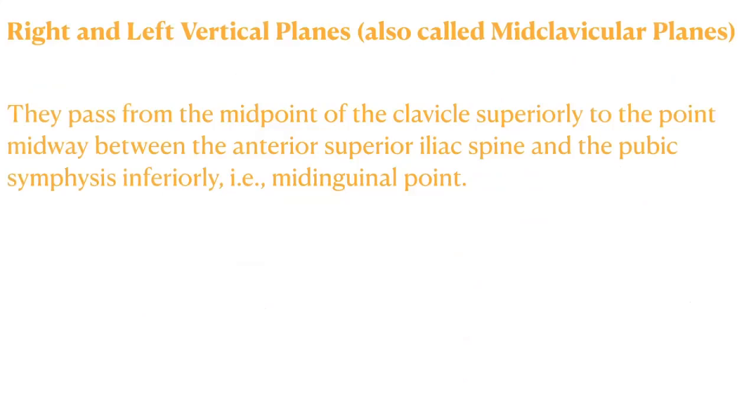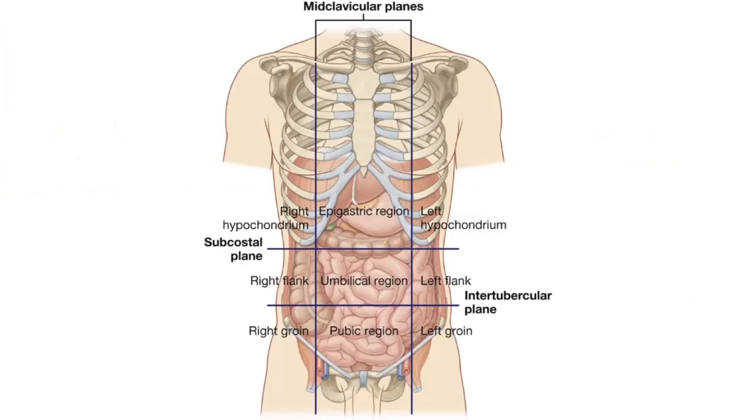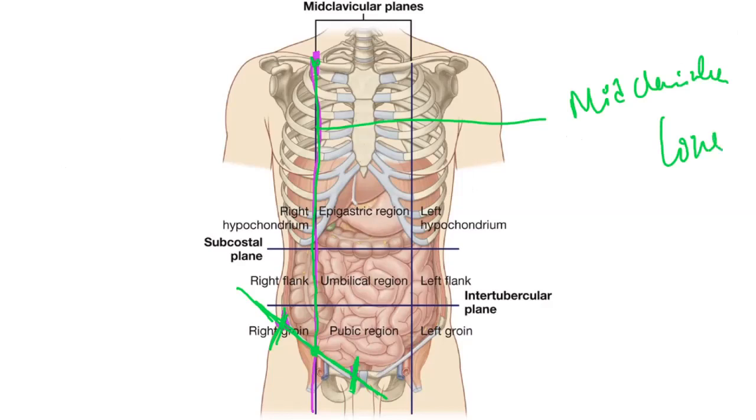Coming to the right and left vertical planes, also called mid-clavicular planes. They pass from the midpoint of the clavicle superiorly to the point midway between the anterior superior iliac spine and the pubic symphysis inferiorly. That is the mid-inguinal point. So you see, from the mid of the clavicle to the midpoint between the anterior superior iliac spine and the pubic symphysis. If we draw a line between these 2 points, it is called the mid-clavicular line.